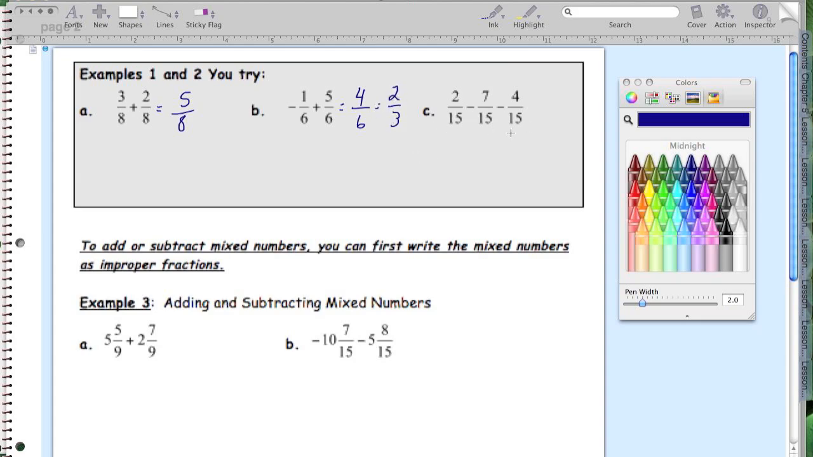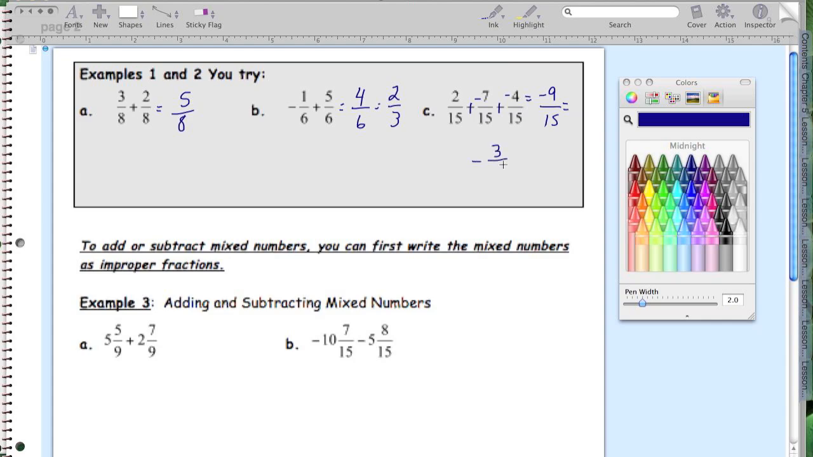Now in letter C, we have 3 terms, so we can either do the first 2, get an answer, add the third one. We can do them in any order, or we can just take them all at once. So I'm going to do it all at once. 2 plus negative 7 is negative 5. Negative 5 plus negative 4 is negative 9. So negative 9, and I keep my denominator the same, over 15, and I can then reduce that.